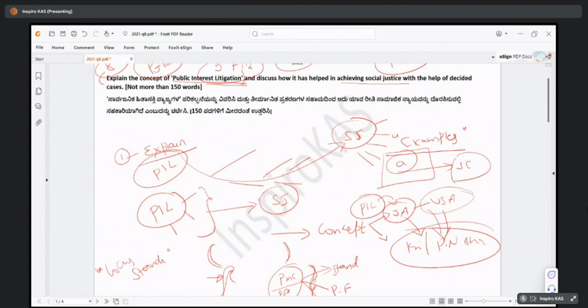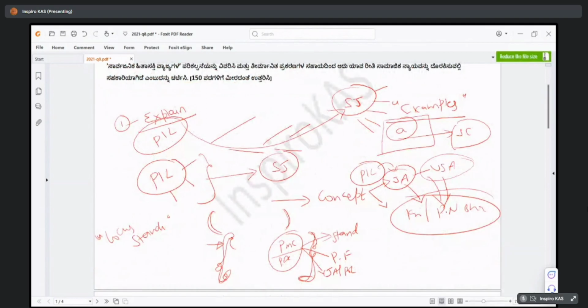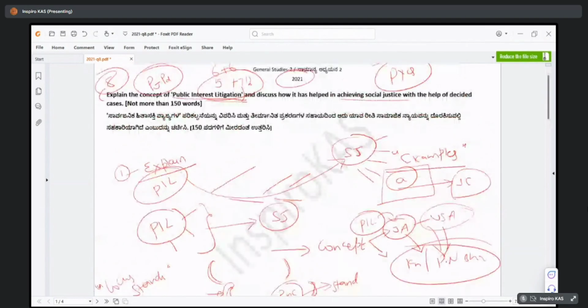So this I am going to justify in the first two paragraphs. Once this is done, now that I have created what is called a curiosity creator, my answer would be the next part, which says discuss how it has helped in social justice.